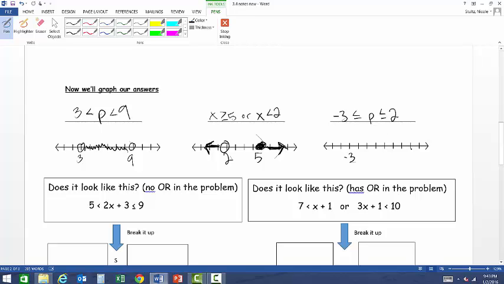And go ahead and graph the third one. Closed circles for each number, and shade in the middle. So if you notice, the or statements will always be separated and pointing away from each other. The and statements will always have 2 endpoints and be shaded in the middle. That will always happen.